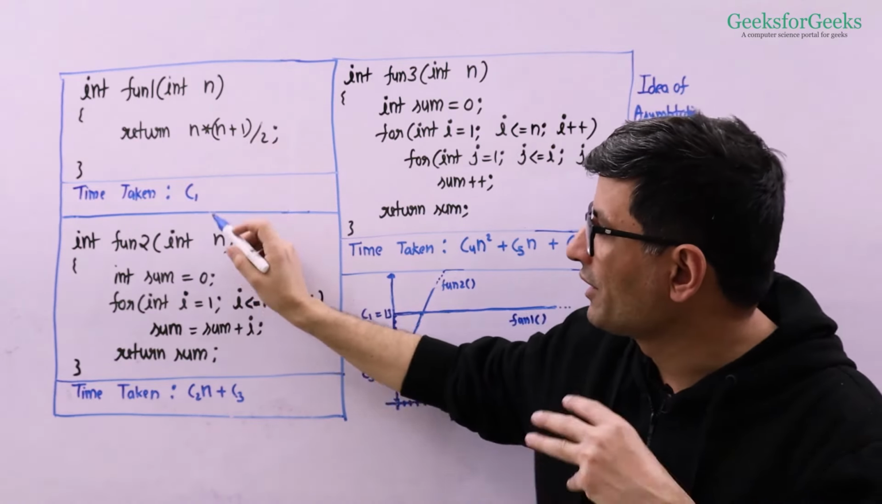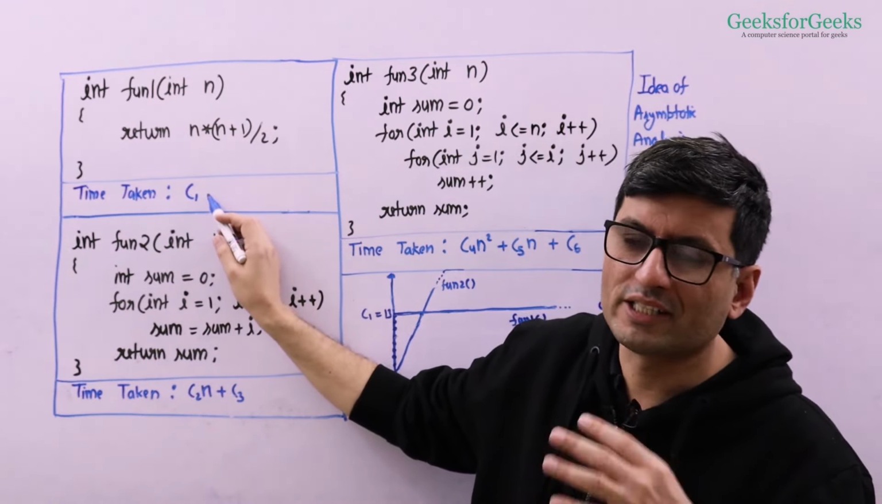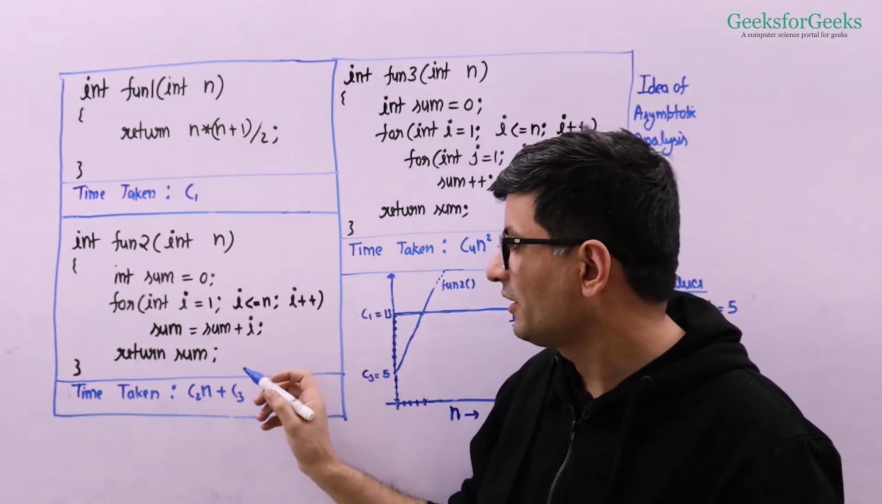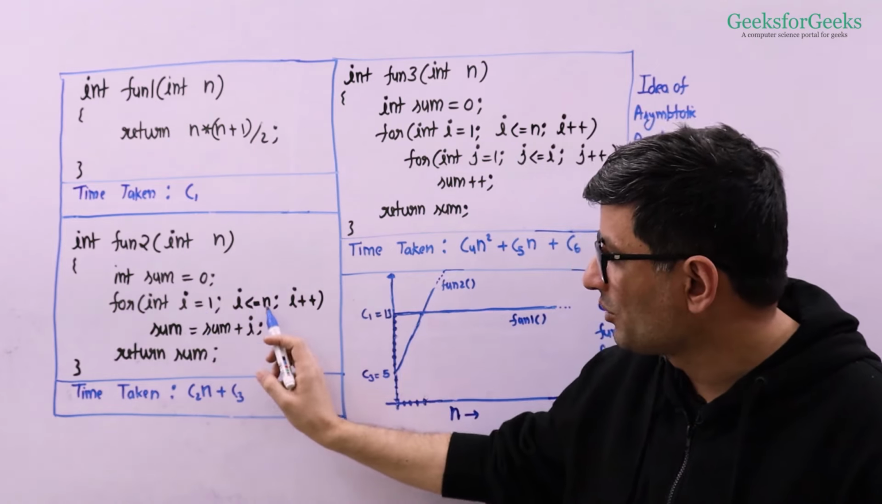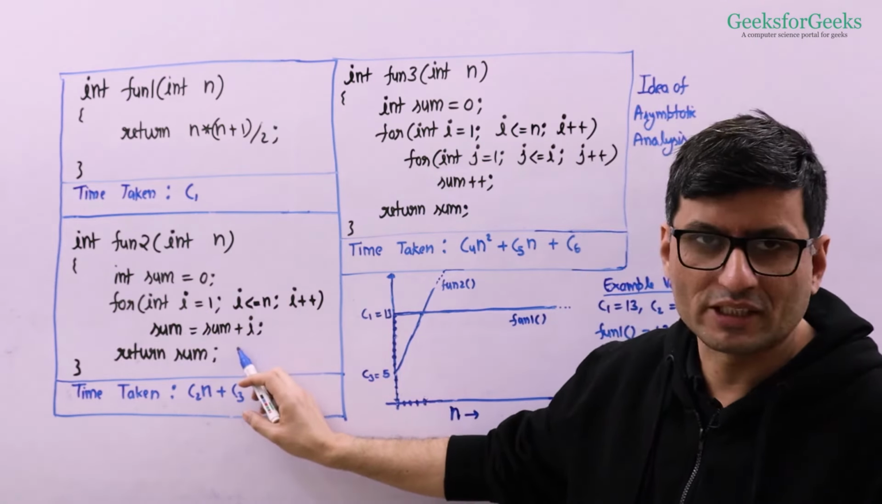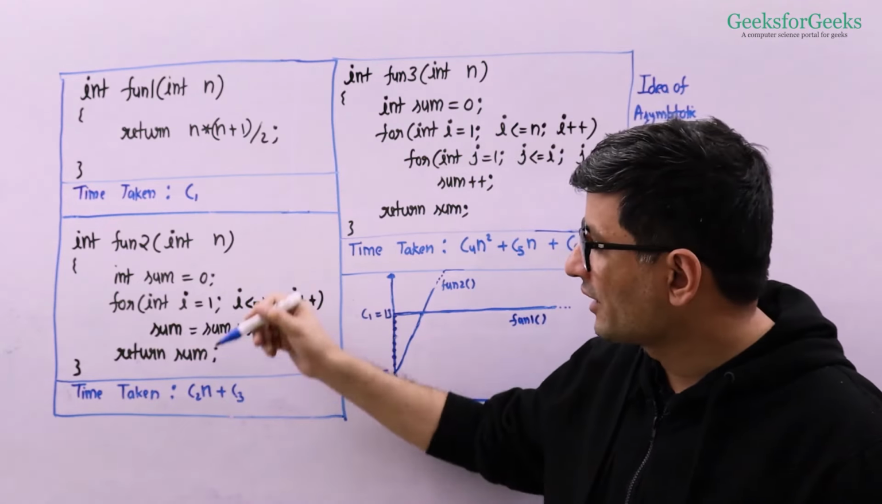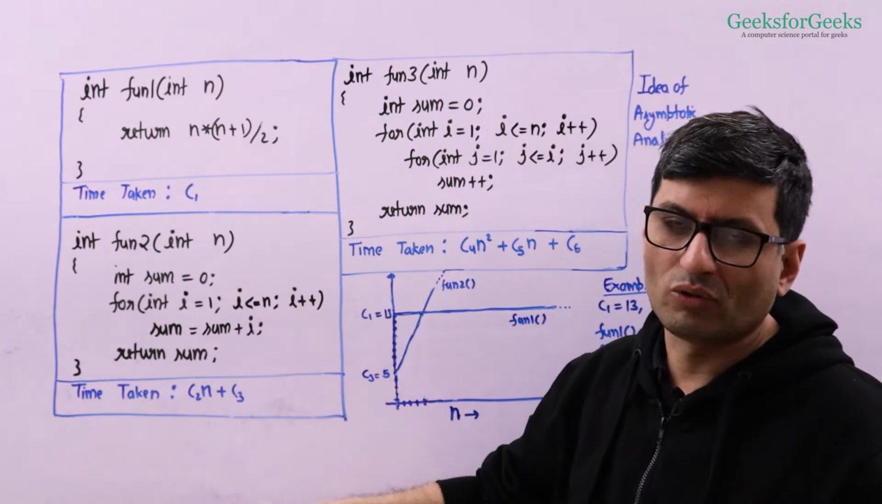So that is why we have written the time taken as C1 here. Let's now see the second function. In this function, we are running a loop from 1 to n, and then we are doing sum equal to sum plus i. So this expression is happening n times, right? And then there are certain expressions that are happening only once.